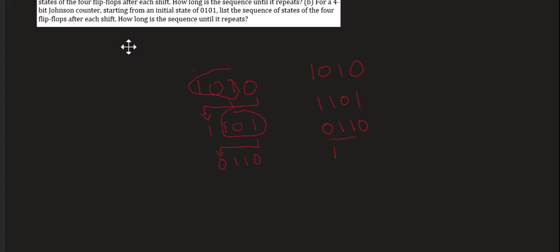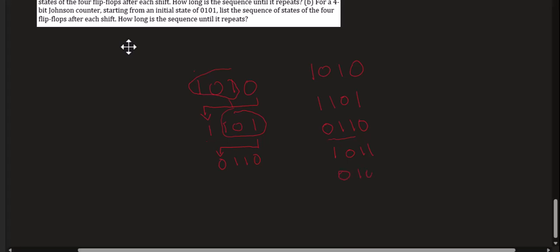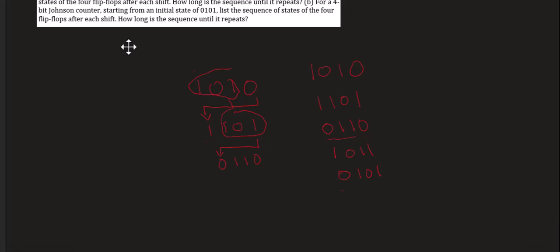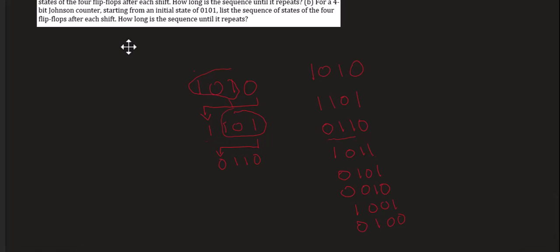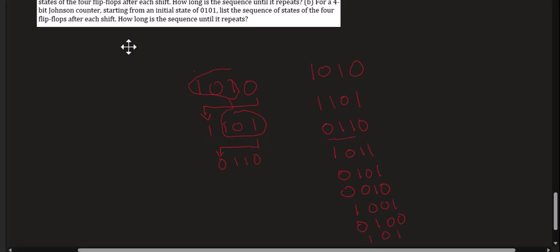And then this 0 will come in front as a 1. And then I'll have 0, 1, 1. And then this 1 will come in front as a 0. And I get 1, 0, 1. And this 1 comes in front as a 0, and I get 0, 1, 0. And this 0 comes in front as a 1, and I get 0, 0, 1. 1 comes in front as a 0, and I get 1, 0, 0, and the 0 comes in front as a 1, I get 1, 0, 1, 0, and I'm back where I started.